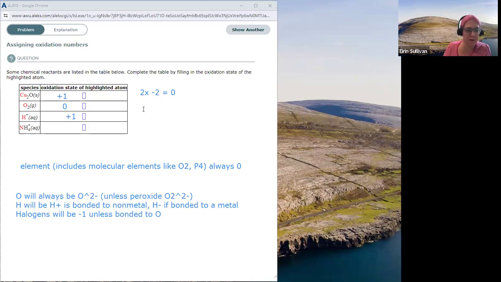So when it's bonded to another non-metal, it's going to be the cation in this situation. So let's do a bit of algebra. Let X equal the charge on the nitrogen. And then we've got 4 times +1 for the hydrogen.